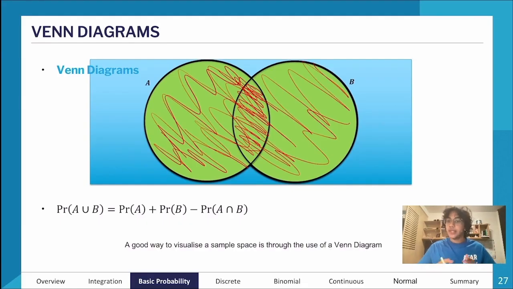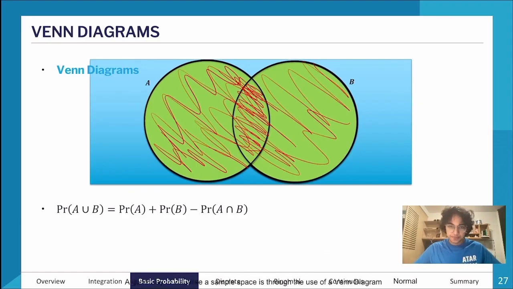It's always a good idea, when you get a sample space of multiple events, if you can represent it with a Venn diagram, just because it'll make doing those calculations a bit easier. It's always a good idea to take a load off your brain, more or less. You don't want to juggle so many things in your brain. That's just a recipe for silly mistakes.